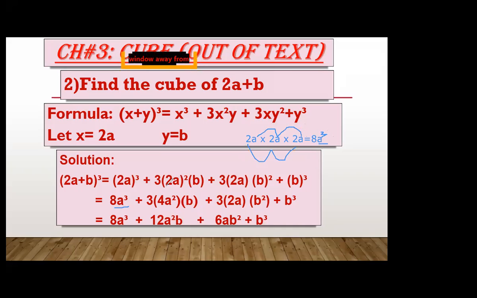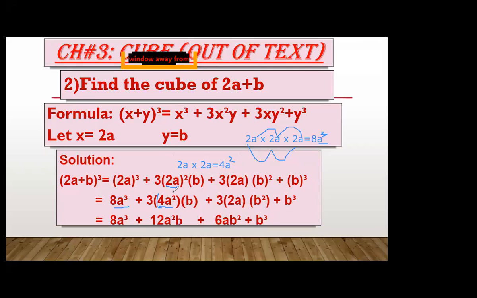Clear? Now here 2a whole square is there in the second term. What we have to do, bete, 2a is multiplying twice. So 2a into 2a is equal to 2 twos are 4, and a into a is what? When bases are same, powers will be added. So a into a is a square. So here we get 4a square within the bracket.